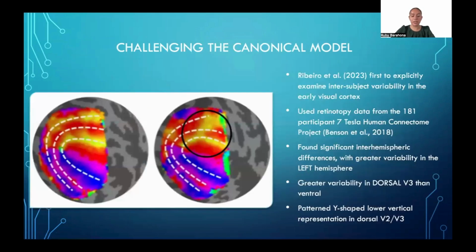However, this model has been challenged, with studies identifying individual variability and hemispheric asymmetry, particularly in dorsal V3. Ribeiro and colleagues in 2023 highlighted greater variability in the left hemisphere, significant dorsal V3 deviations, and a pattern discontinuity in dorsal V2 and V3 in some participants, featuring a Y-shaped lower vertical representation. So this image here shows polar angle maps of two participants' left hemisphere from the Human Connectome Project. The left map indicates a canonical structure, whilst the right corresponds to a dorsal Y-shaped lower vertical representation, which is circled in black.